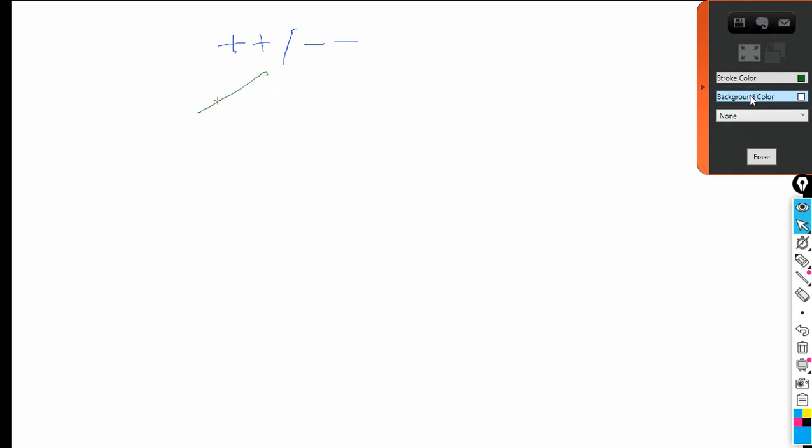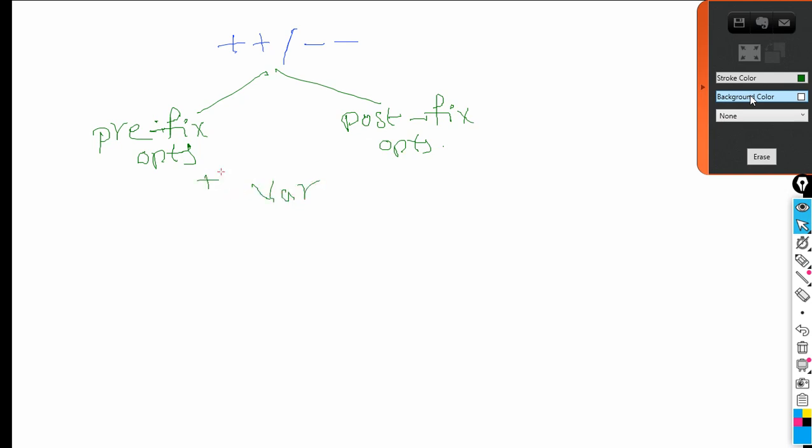These operators can be used in two ways. They can be used as prefix operators, or they can be used as postfix operators. What do you mean by that? If you use the operators before the variable, it is called a prefix operator. If the operators are used after the variable, it is called a postfix operator. Pre means before, post means after.